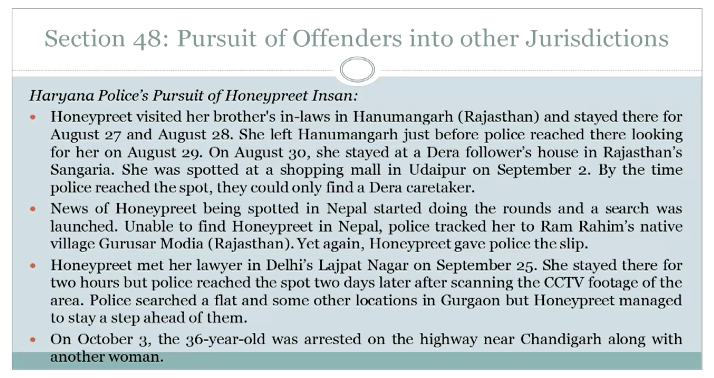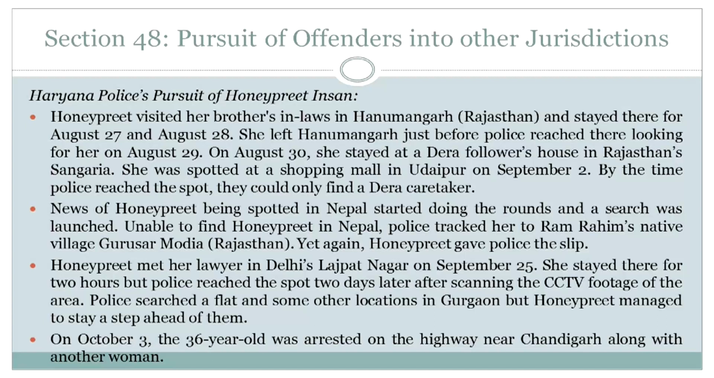I've given you a nice illustration of how the Haryana police pursued Hanipreet Insan. Basically, they followed her to Rajasthan. She was spotted in a shopping mall in Udaipur, and they missed her there. Then they thought that she was going to Nepal, so they went to the Nepal border. They couldn't find her there. They took the assistance of all of the state police, UP, Bihar police, etc., basically the states that share a border with Nepal. She could not be found.